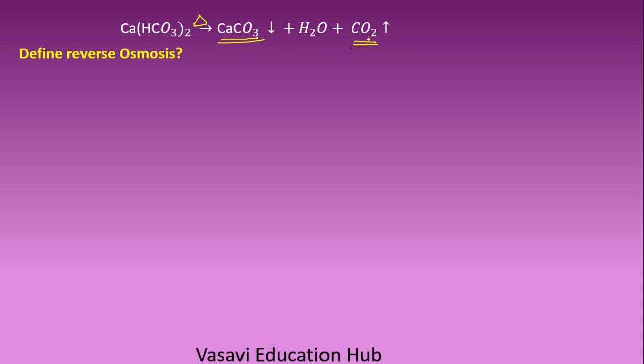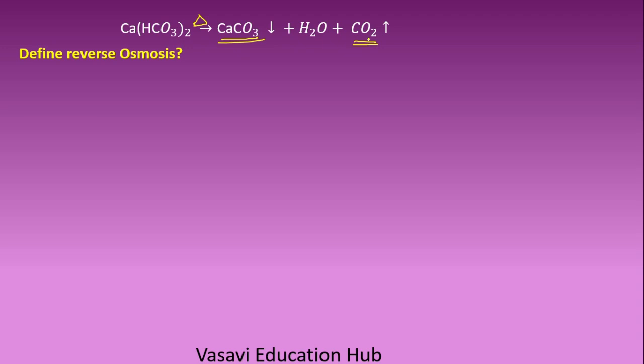Okay, right. Next, here you can see generally calcium bicarbonate on heating dissociates into calcium carbonate, which is an insoluble compound in water, so we can separate it easily, and it produces carbon dioxide. So on heating, it produces calcium carbonate as an insoluble precipitate which we can remove easily, and it evolves carbon dioxide. Okay, right. Next, define reverse osmosis.